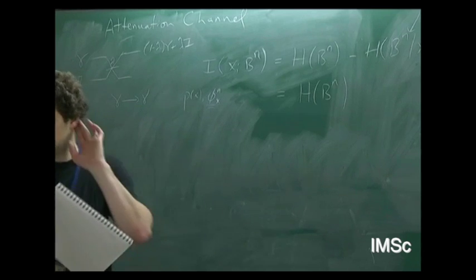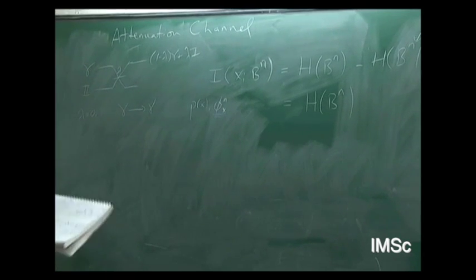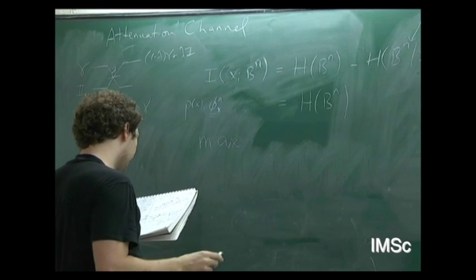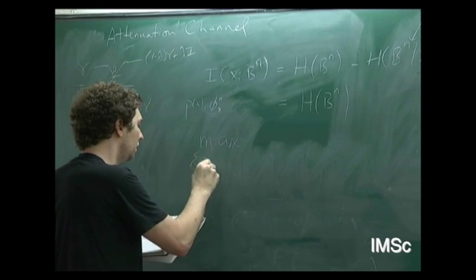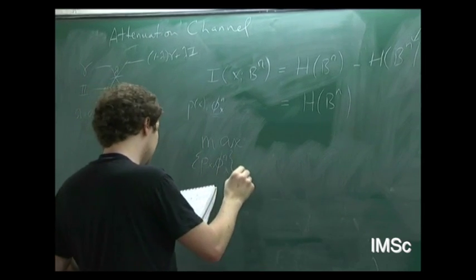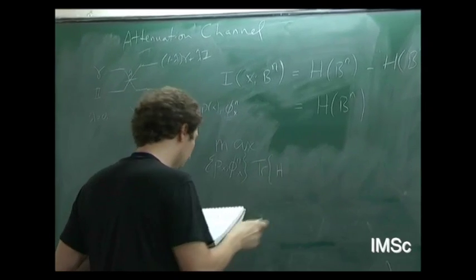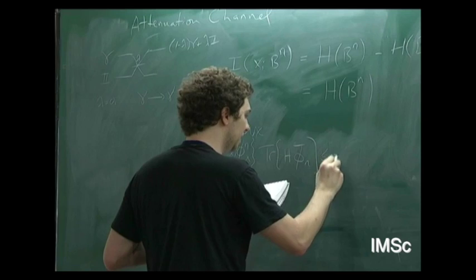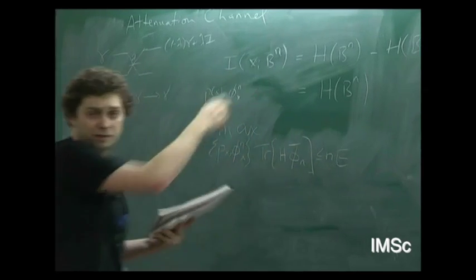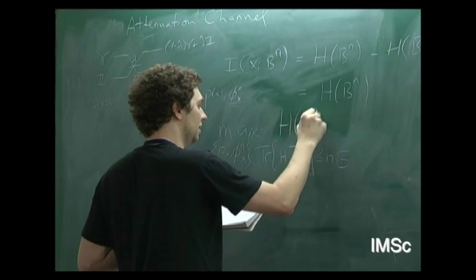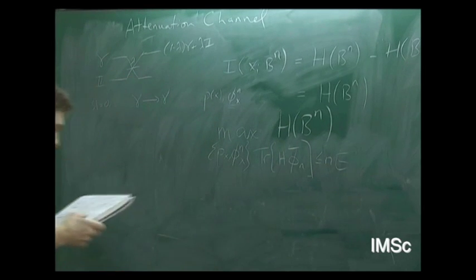But now there's this constraint that we had to include, which is maximum. We have to do a maximum over ensembles of phi n sub x that satisfy this constraint, less than n times E. And now, instead of the mutual information, we computed it for this pure state ensemble. The mutual information is just going to be the entropy of B to the n.